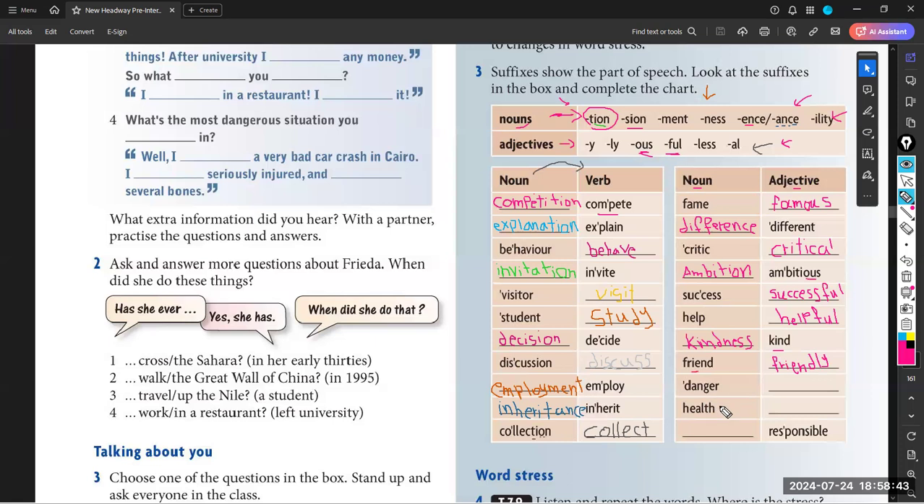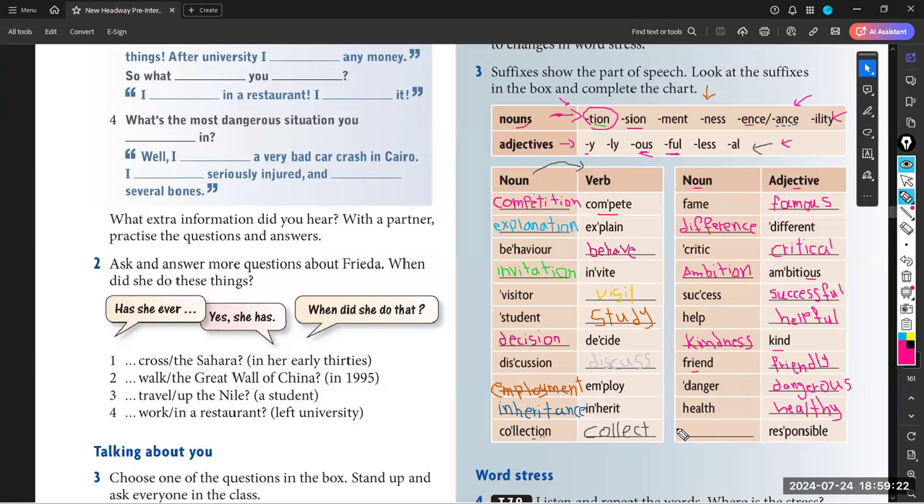Now we have danger as a noun. Dangerous, exactly. I have to add what? O-U-S. Oh, bravo. So danger, and I have to write O-U-S. Health as a noun. The adjective is healthy. Thank you so much. So healthy as an adjective. So I have to add what? Y. This is it.